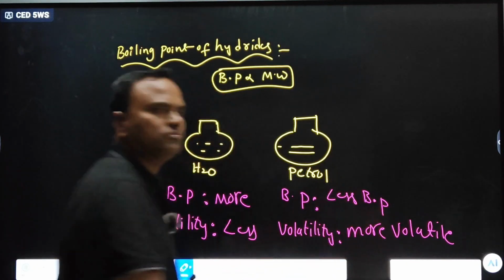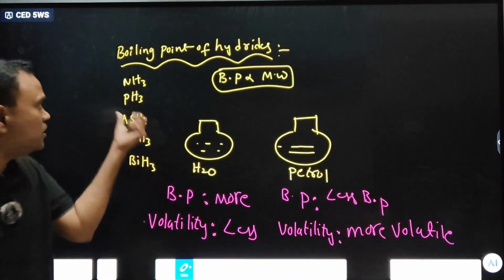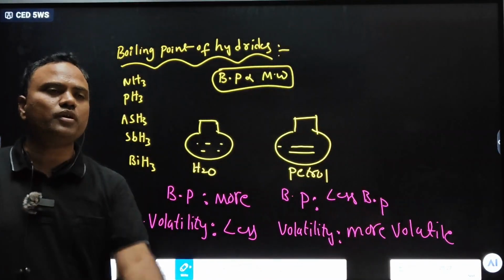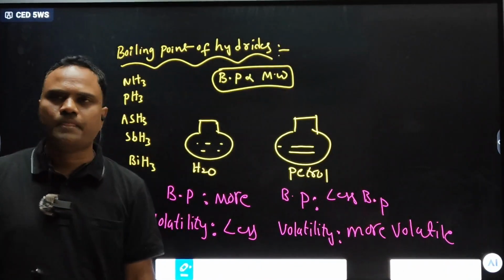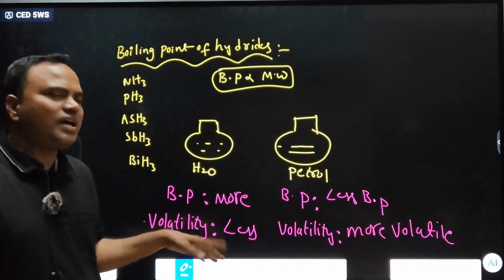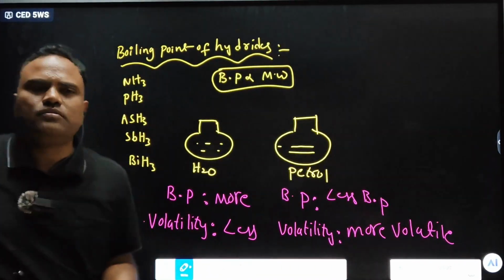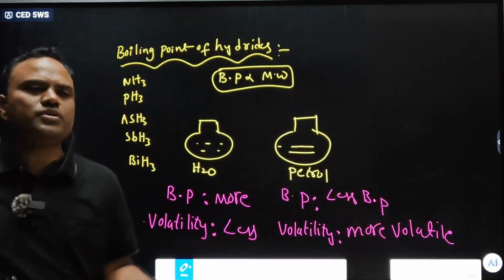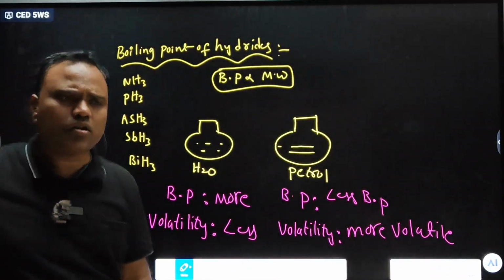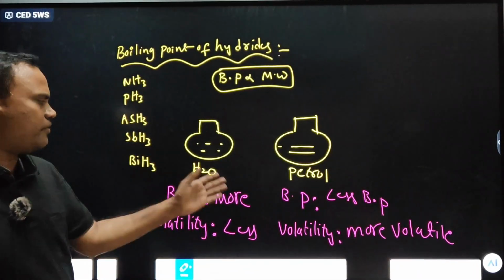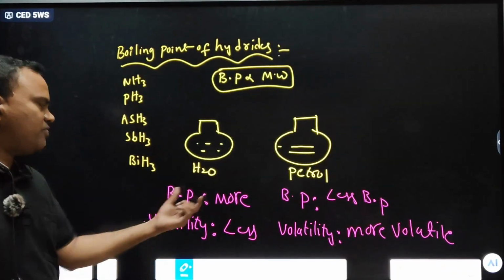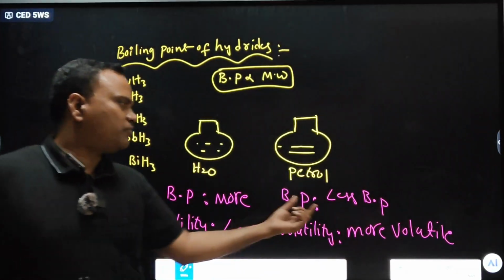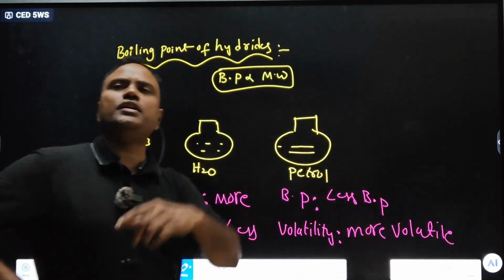Remember this relation, because on hydrides questions are coming like this: which of the following is more volatile, which of the following is less volatile? If you know which is having more boiling point, you can predict. What is the relation between volatility and boiling point? If boiling point is more, volatility is less. If boiling point is less, volatility is more.